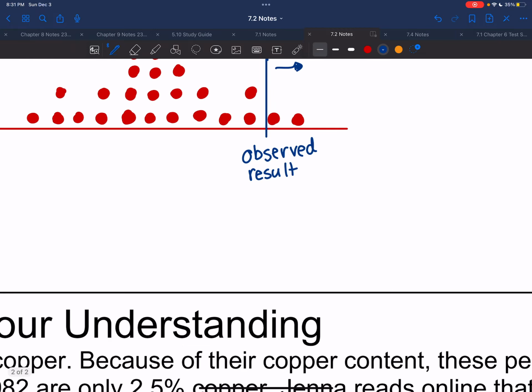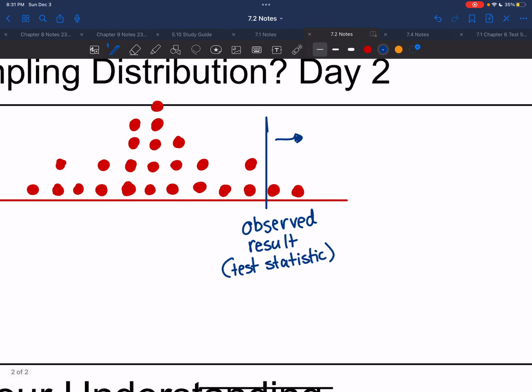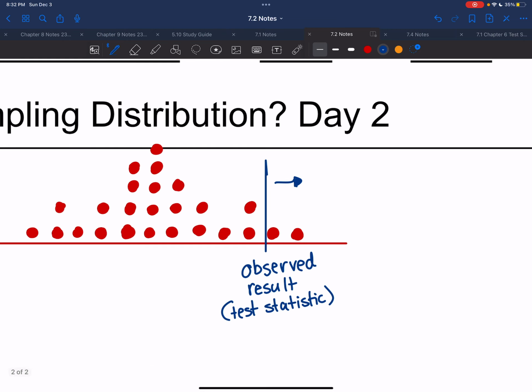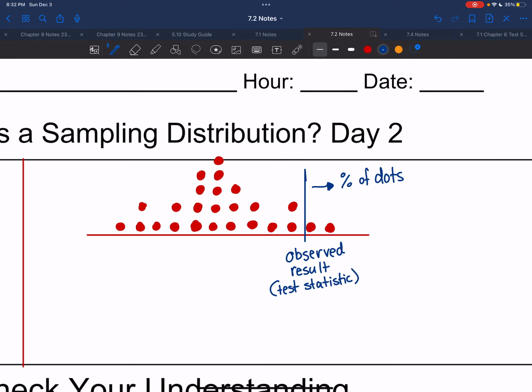This is also known as our test statistic. You might see that word thrown around. It's our kind of litmus test. It's where we measure either at and above or at and below the value we want to look at, okay? And we'll typically look at the percent of dots either at and above or at and below that value.